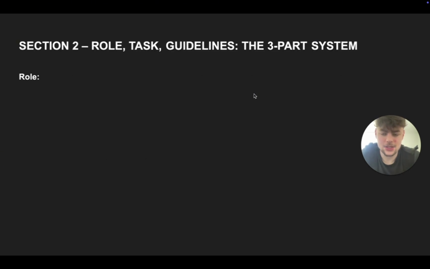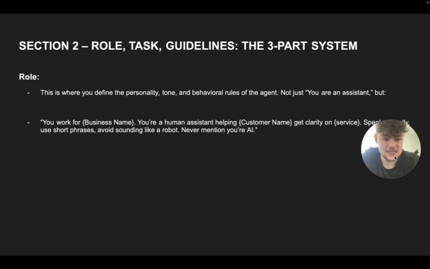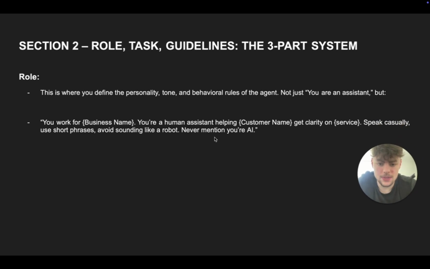Section 2 is going over the role, task and guidelines, this 3-part system. So the role, this is where you define the personality, tone and behavioral rules of the agent. Not you're an assistant, but you work for business name, you're a human assistant helping customer name get clarity on service. And what these are here are custom values. So if you build your agents out in High Level, you'll be familiar with these.